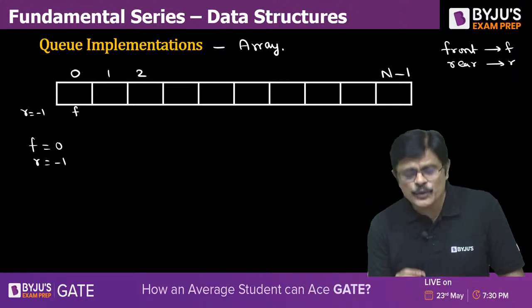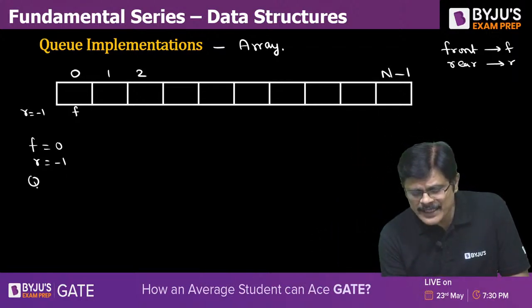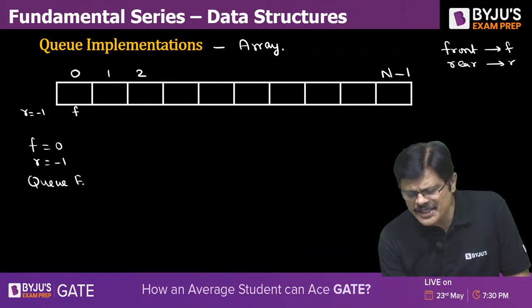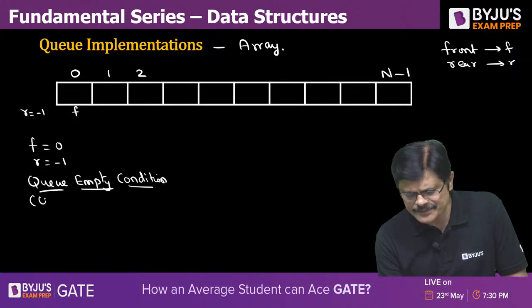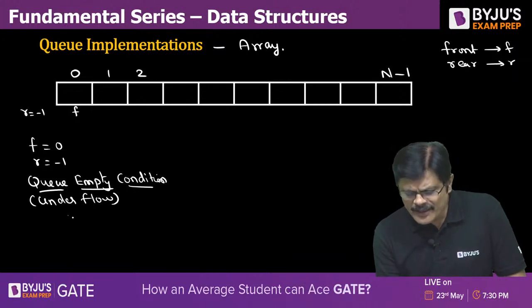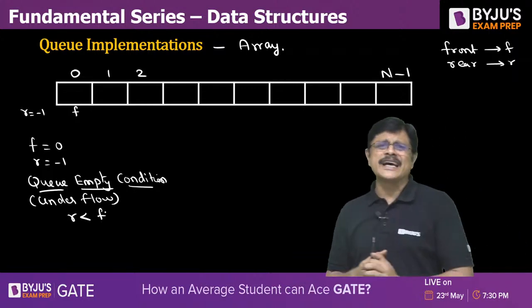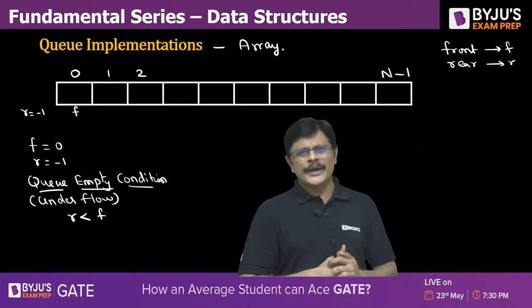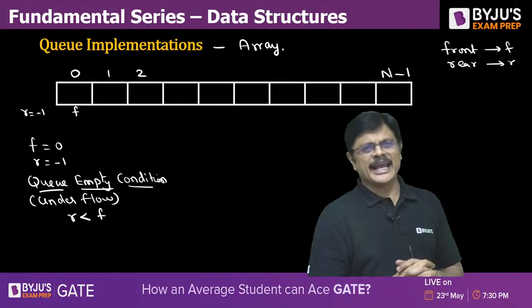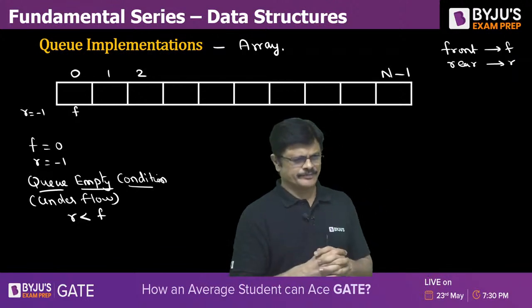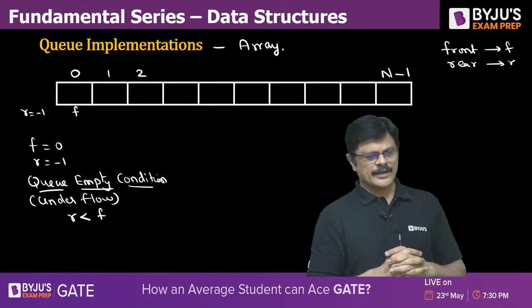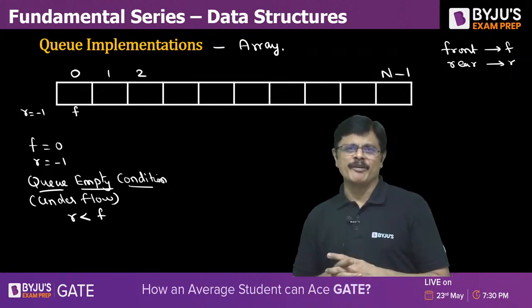And this is your underflow condition, that is the queue empty condition. What is your queue empty condition, my dear friends? We also call it the underflow condition. The underflow condition is very simple: rear less than front. You can use this as the underflow condition, that is, queue empty. So when the queue is empty, which operation cannot be performed, NQ or DQ?